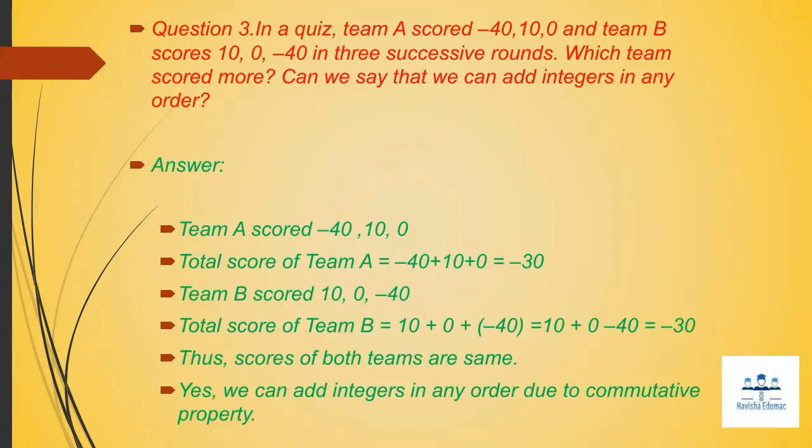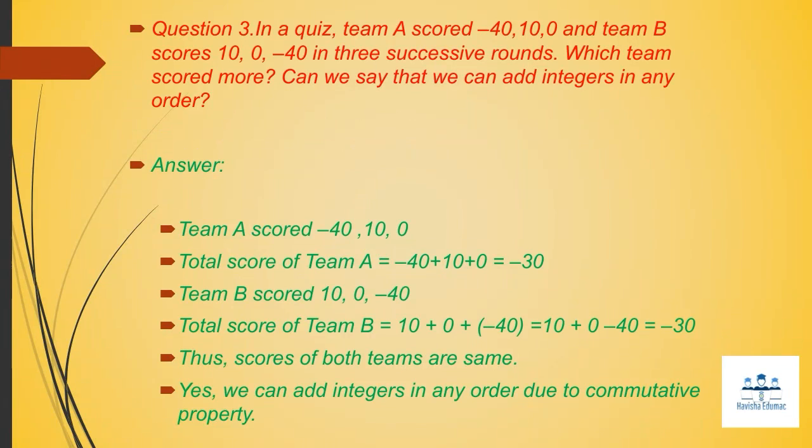Question 3. In a quiz, team A scored minus 40, 10, 0 and team B scores 10, 0, minus 40 in 3 successive rounds. Which team scored more? Can we say that we can add integers in any order? Team A scored minus 40, 10, 0. Total score of team A is equal to, we need to add all the scores. Minus 40 plus 10 plus 0 is equal to minus 30.